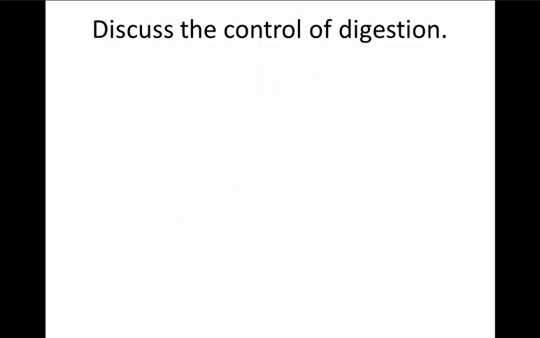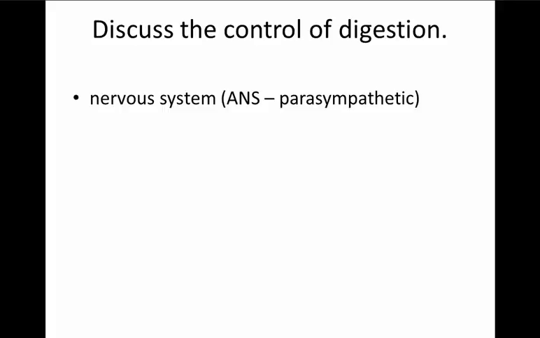So let's discuss the control of digestion. There's two major factors here. The nervous system, specifically the autonomic nervous system and the parasympathetic branch of that, plays a role in the control of digestion. Our senses take in information about the food that we see. Thoughts and memories also play a role.